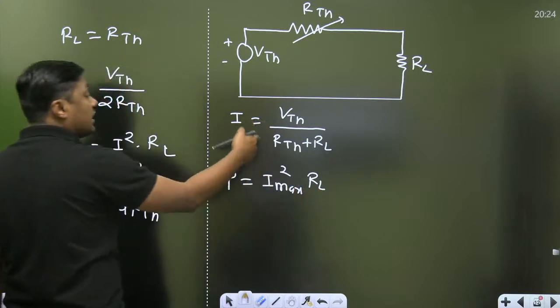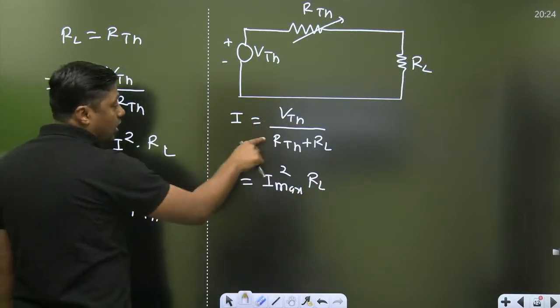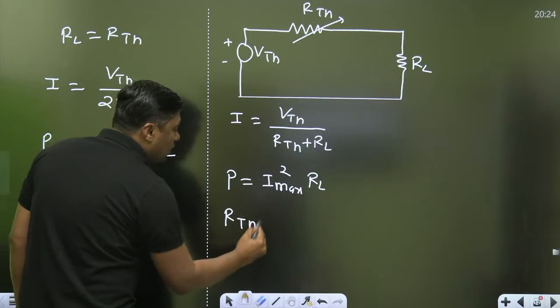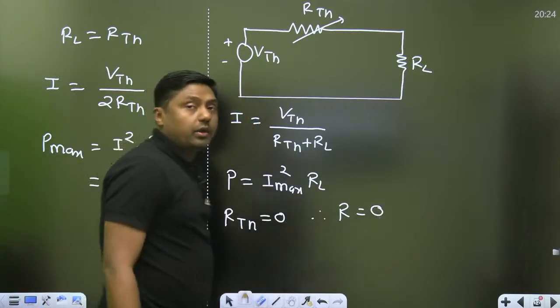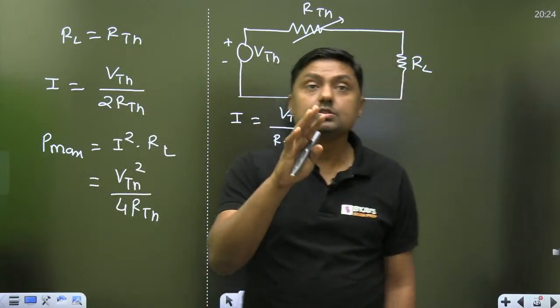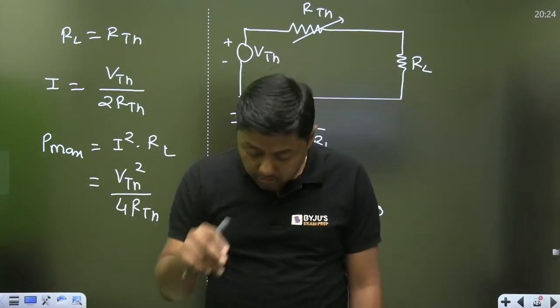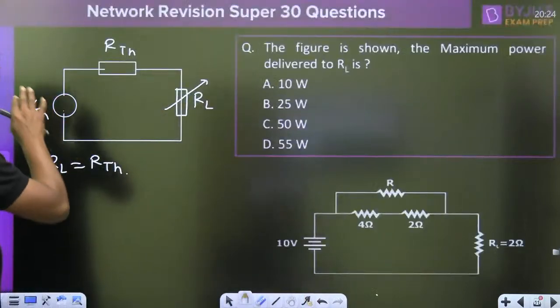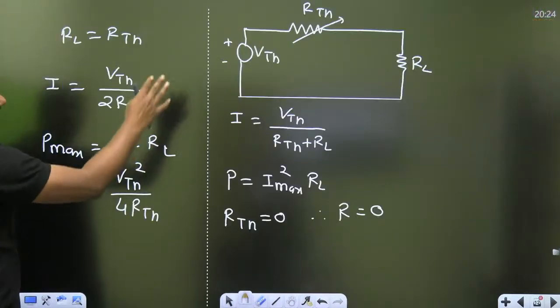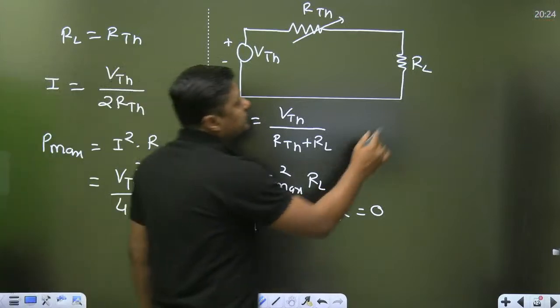RL. Because this time RTH is variable. So RTH should be equal to what? 0, and therefore R should be equal to 0. Okay, that is clear to you everyone? Sai Kiran Reddy, Mani, this is a very general question, so take a little precaution, no problem. So in the theorem RL is variable, but here RTH is variable and RL is fixed.